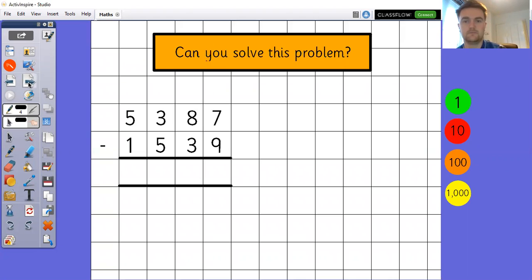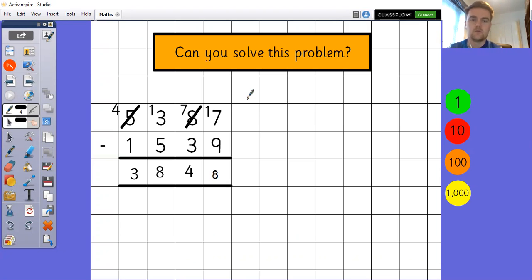So here we have a sum. We've got 5,387 take away 1,539. There we go. Can you have a go at that? And then we'll skip on through the slides and I'll show you what it should look like, and I'll show you how it looks using place value counters so you can see what the column method is representing.